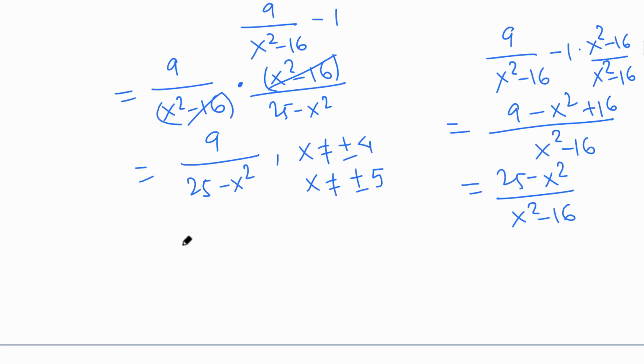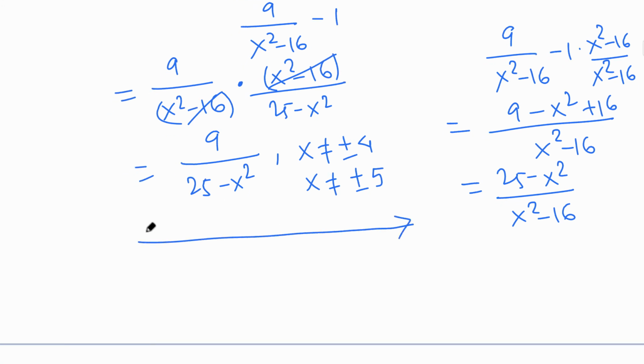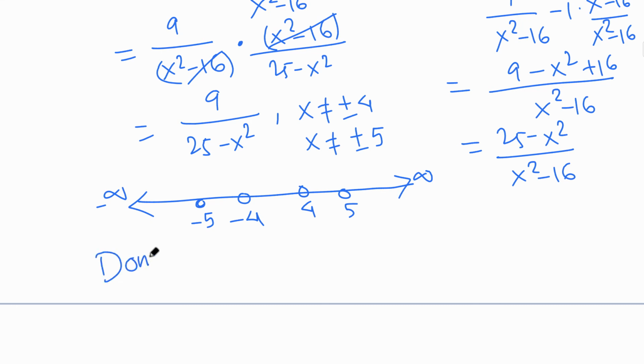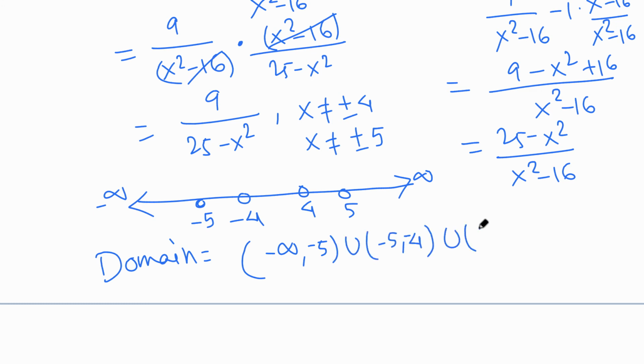So the domain is now all reals except plus 4, minus 4, 5, negative 5. So in interval notation, the domain of the composite function is negative infinity through negative 5, negative 5 through negative 4, negative 4 through 4, 4 through 5, and 5 through infinity. Final.